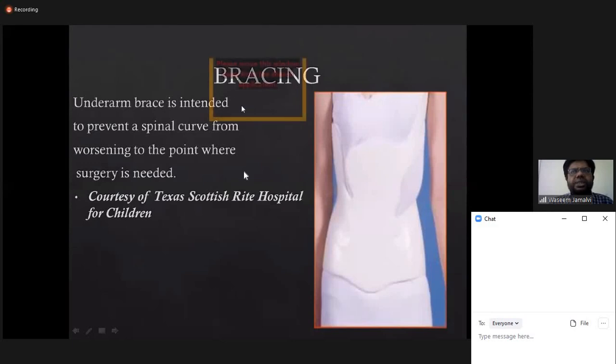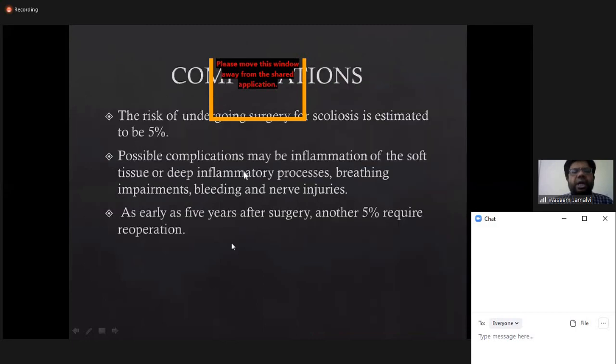Bracing covers the whole chest and abdomen up to the thigh, used for 18 to 20 hours per day, and sometimes they can improve. The risk of undergoing surgery for scoliosis is estimated at 5%. The possible complications are soft tissue or deep inflammatory process, breathing impairment, sometimes nerve injury, or if an artery or vein is cut, bleeding. Within 5 years after surgery, only 5% of children require repeat surgery.